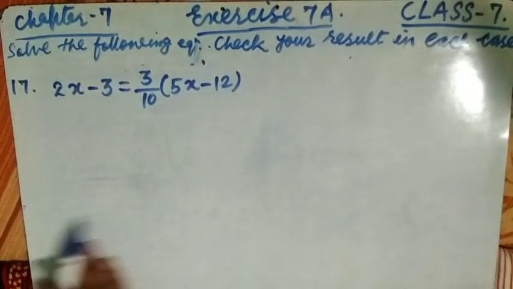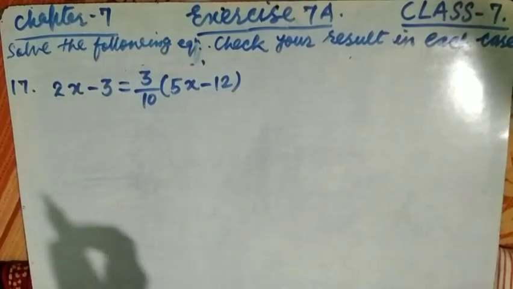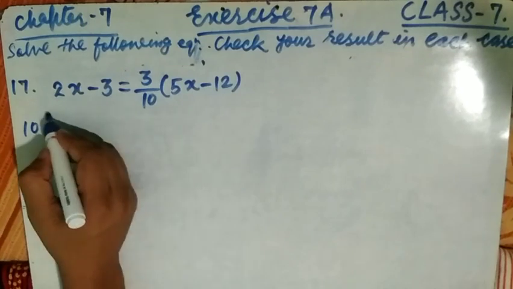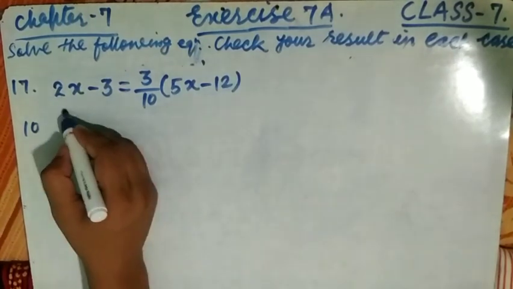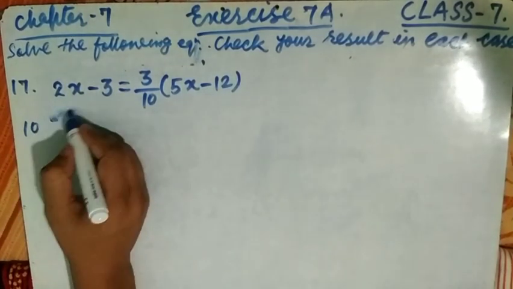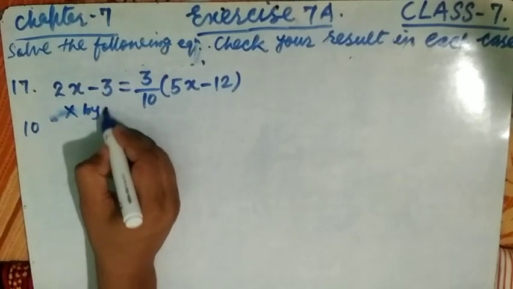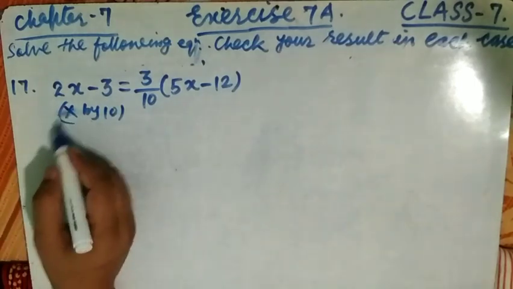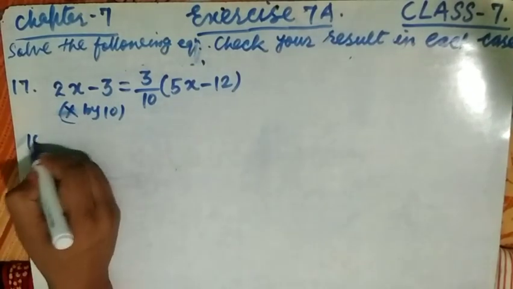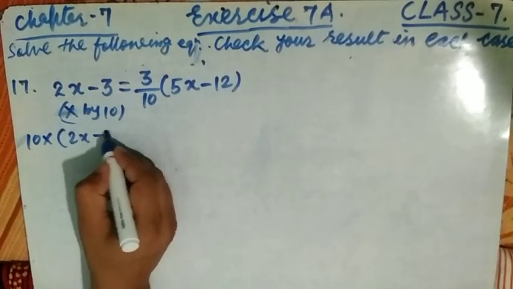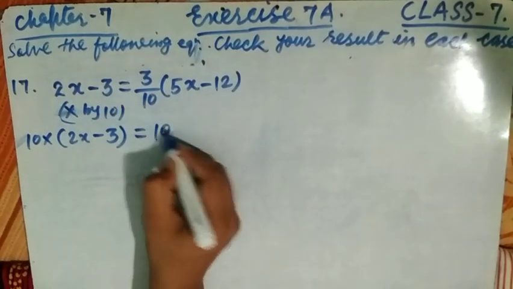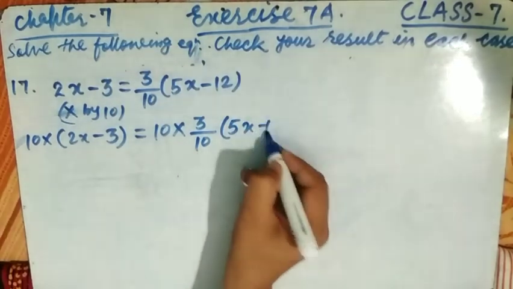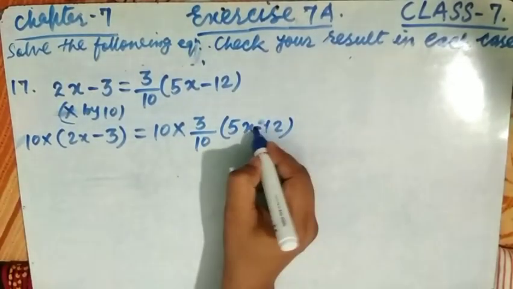Now, in order to remove this denominator 10, we have to multiply by 10 on both sides. We will write here multiplying by 10 on both sides. Now 10 multiplied by 2x minus 3, and this 10 is multiplied by 3 by 10 on both sides. Now this 10 will get cancelled. This 10 will get cancelled.